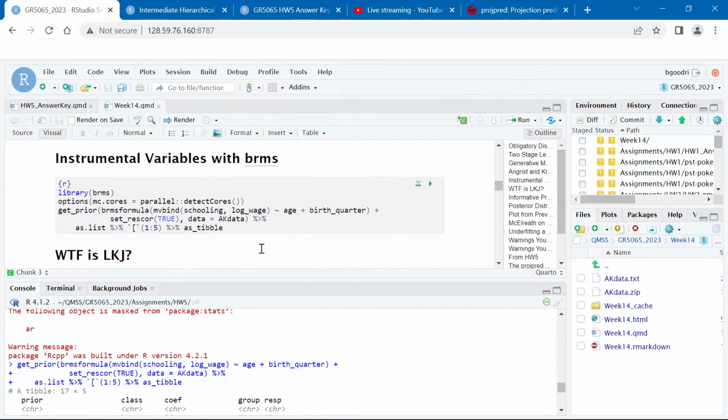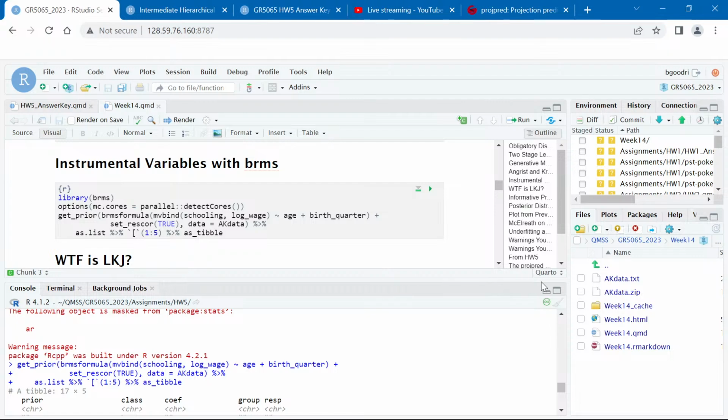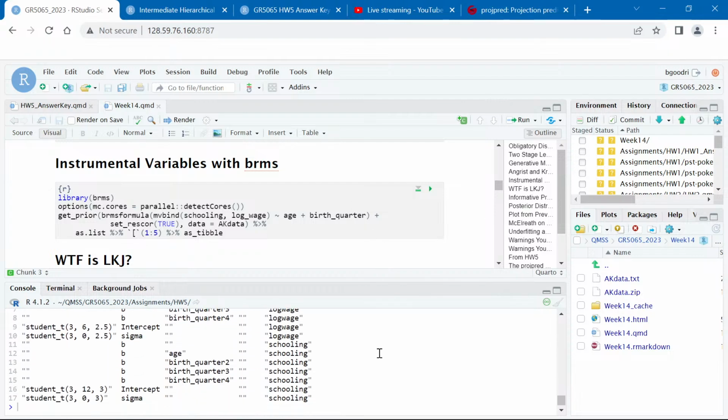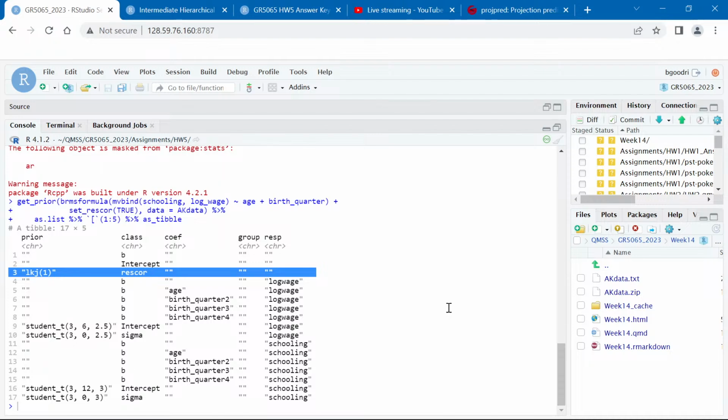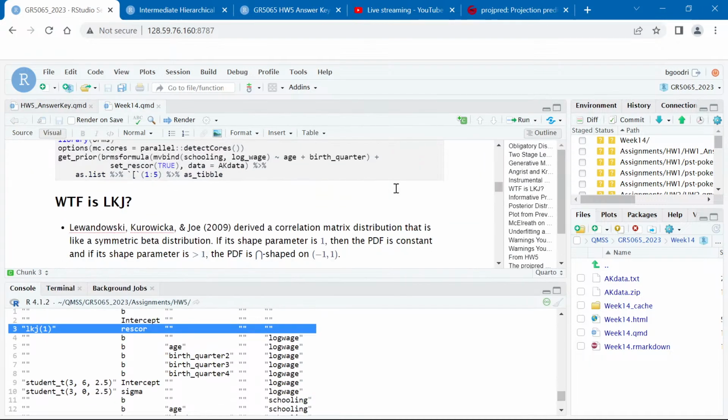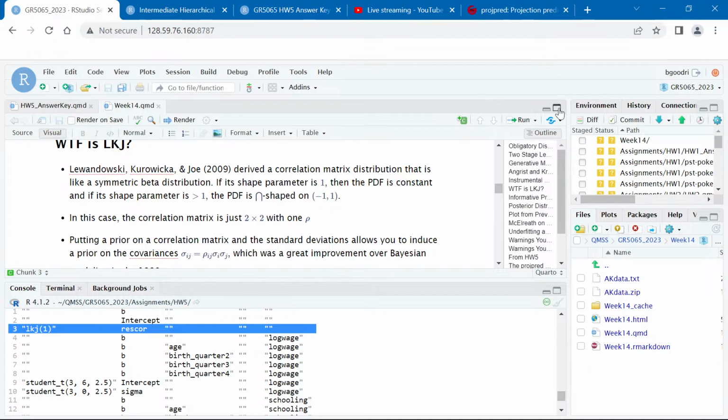And so what we need to do, well, first, okay, we'll put in the exclusion restriction, but as you see here, there's an additional parameter of class rescor, for residual correlation, what I've been calling rho, which has an LKJ(1) prior. That was mentioned in the reading. So let's go into what that is all about.